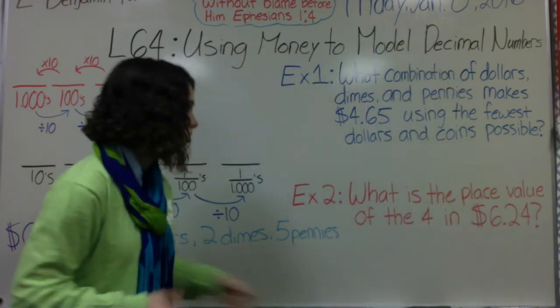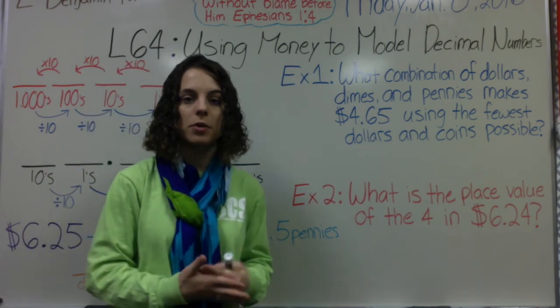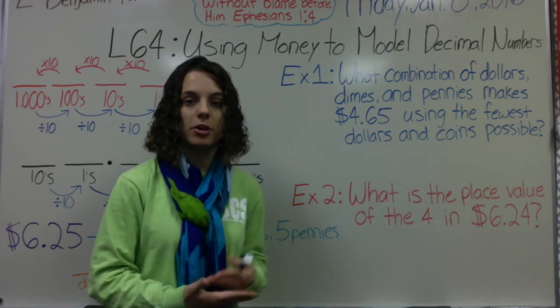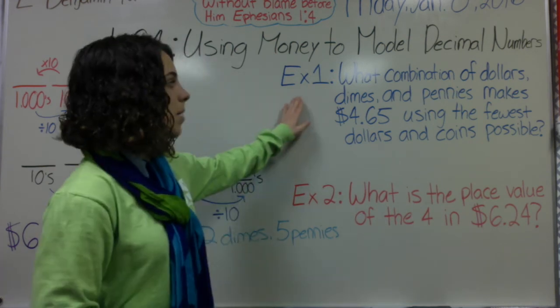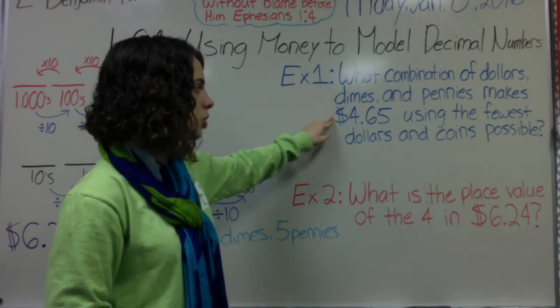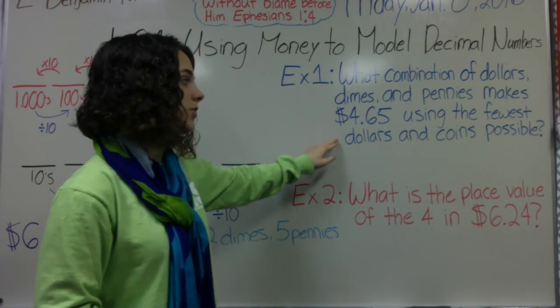We're going to go ahead and look at our first example problem, and you should be taking notes on all of these. That's what I will be grading on, and then we'll go over more practice problems in class together for better understanding. So example 1 says, what combination of dollars, dimes, and pennies makes $4.65 using the fewest dollars and coins possible?